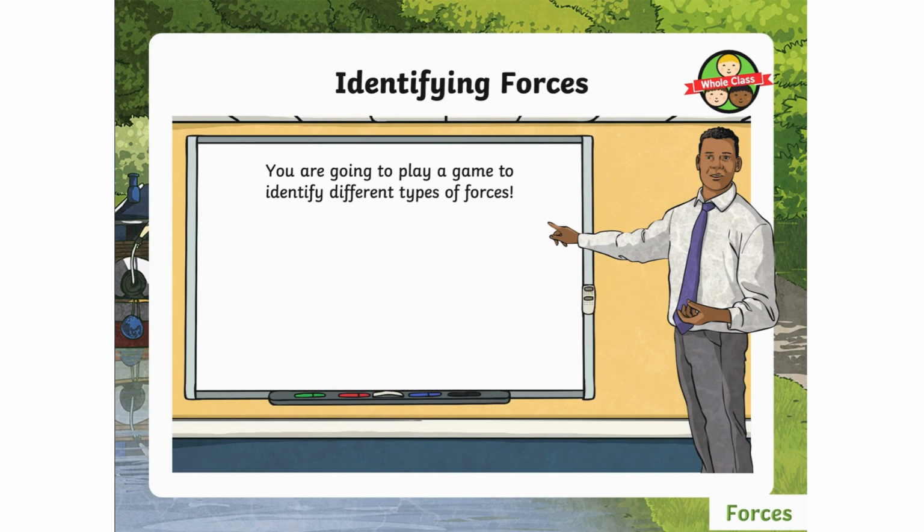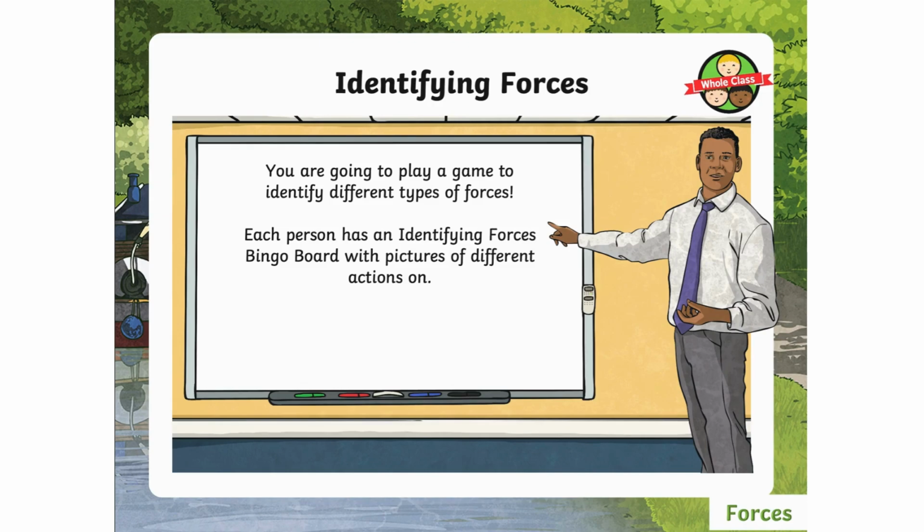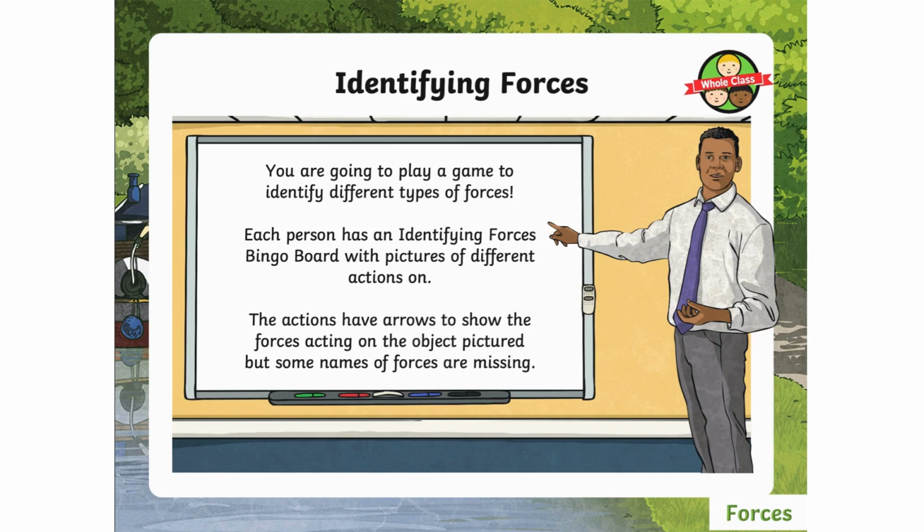Now we're going to identify forces. Let's play the game and identify different types of forces. I hope you're ready for the game. Let's start. Each person has an identifying forces bingo card with pictures of different actions. I'm going to attach the bingo cards at the end, so you may definitely play the game. The actions have arrows to show the forces acting on the object pictured, but some names of forces are missing.